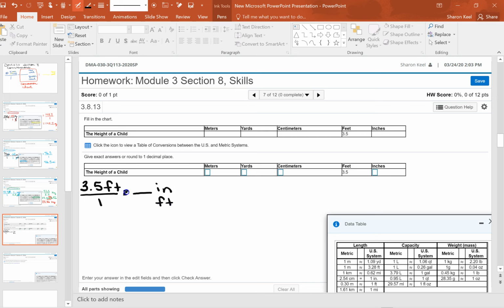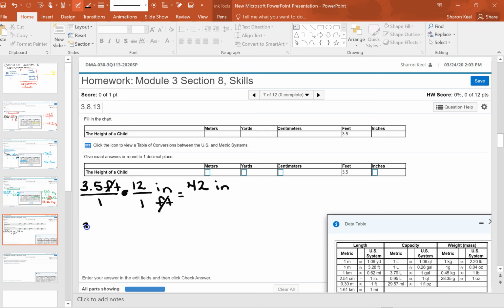So what I have here is that 1 foot is 12 inches from the chart, and 3.5 times 12 gives us 42. Feet and feet cancel. 1 times 1 is 1, so that gives me 42 inches.